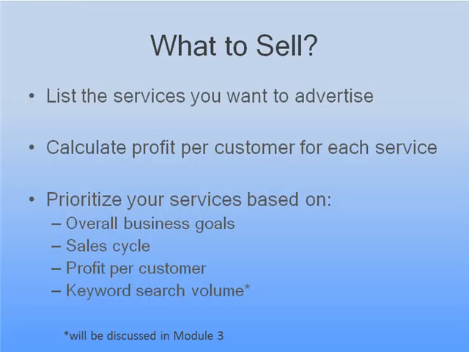Next, we want to prioritize your services, with one being the service you most want to advertise. There are many factors for prioritizing your services, including overall business goals. You may want to focus on one service because you have more resources in that area. Or the sales cycle. Typically, you'll want to advertise your services with shorter sales cycles so that you can test faster. Or your profit per customer. A high profit margin will allow you to spend more in advertising to acquire a customer and will help you beat your competitors. And finally, the keyword search volume, which we'll talk more about in Module 3, so you can ignore that for now.